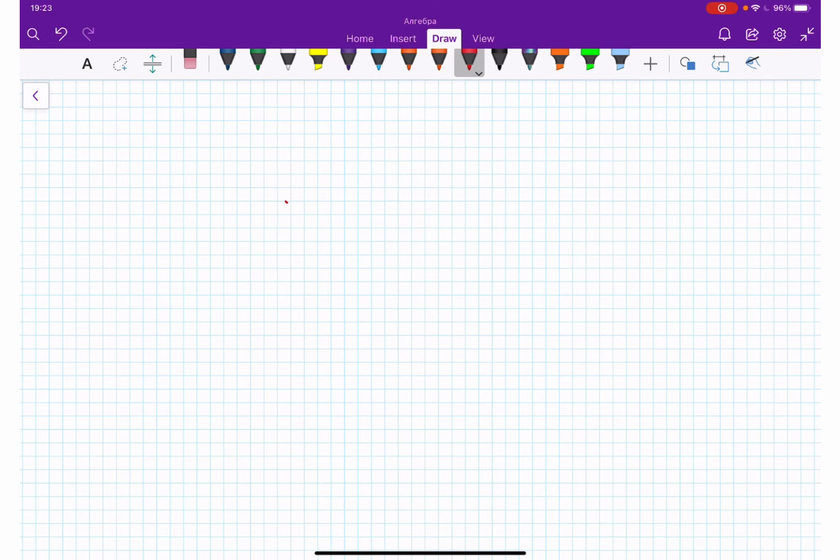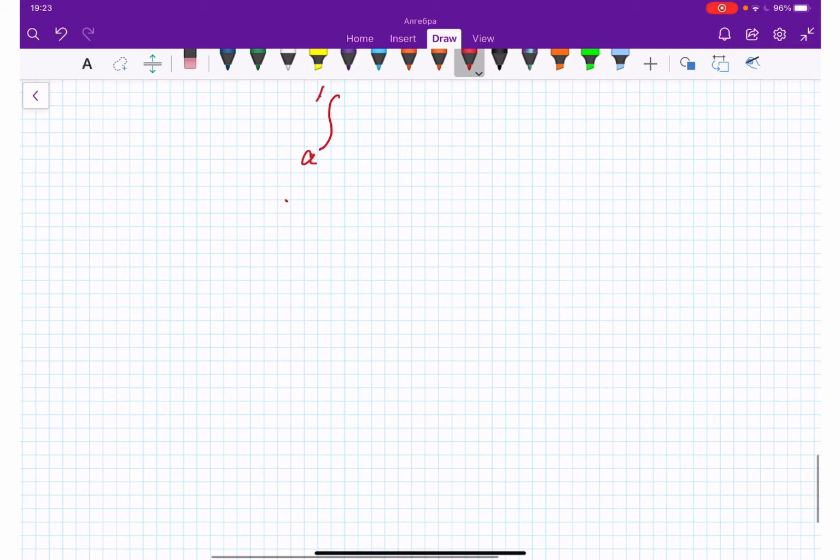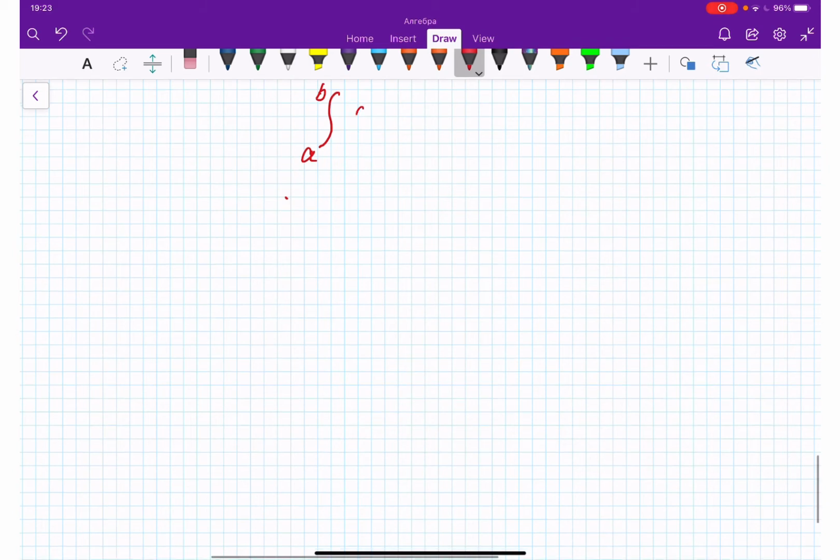Okay, I'm starting definite integrals. How we write a definite integral, and what's the difference between definite and indefinite integral. A definite integral has this form: from a to b, f of x dx.